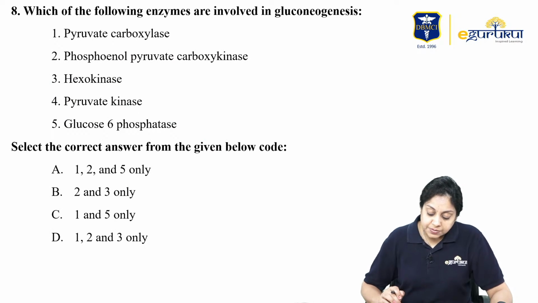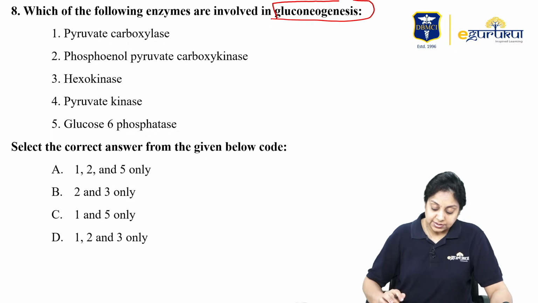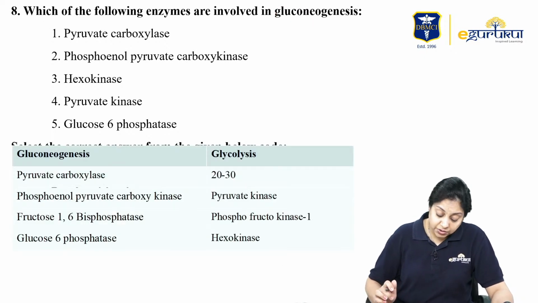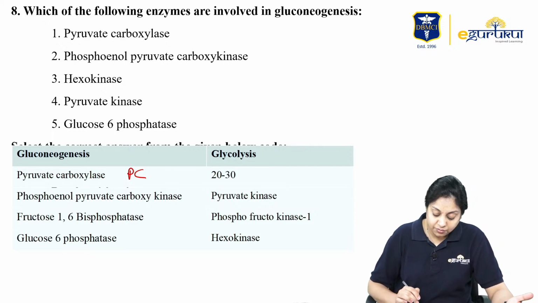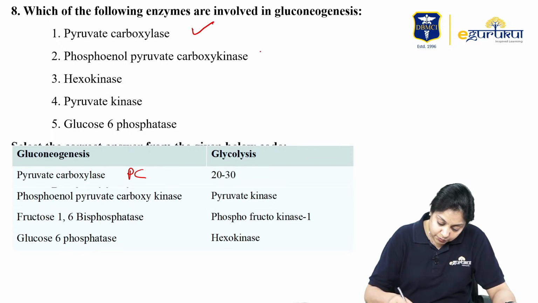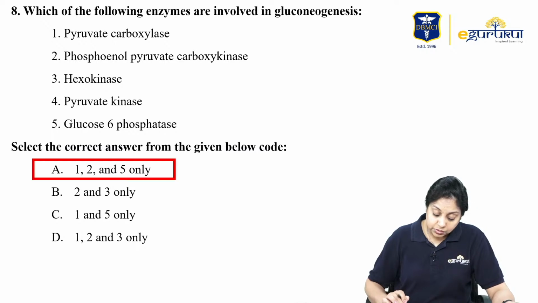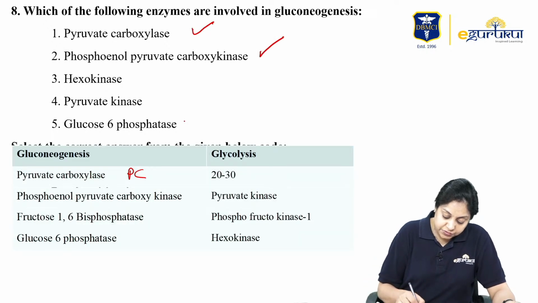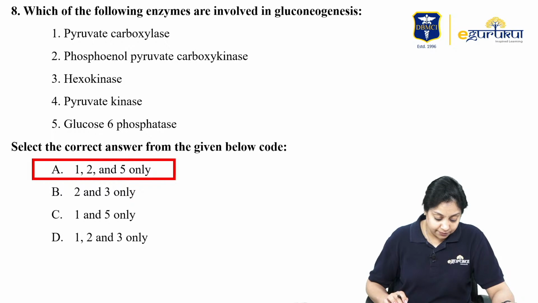Which of the following enzymes are involved in gluconeogenesis? Pyruvate carboxylase, phosphoenolpyruvate carboxykinase, hexokinase, pyruvate kinase, glucose-6-phosphatase. In gluconeogenesis, what do we have? We have PC, we have PEPCK, we have fructose 1,6-bisphosphatase, we have glucose-6-phosphatase, right? We have this, A and 2 we have. So the answer to this is, 5 also we had, glucose-6-phosphatase, yes. This was the choice given. My apologies for that. So the choice is A, 1, 2 and 5.